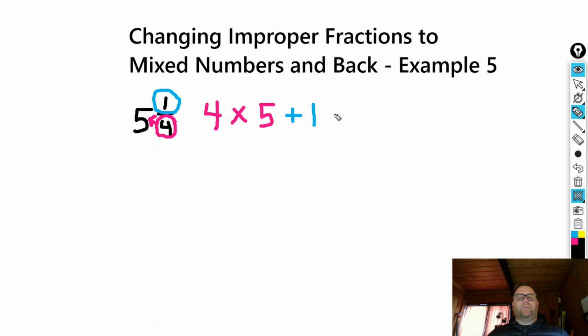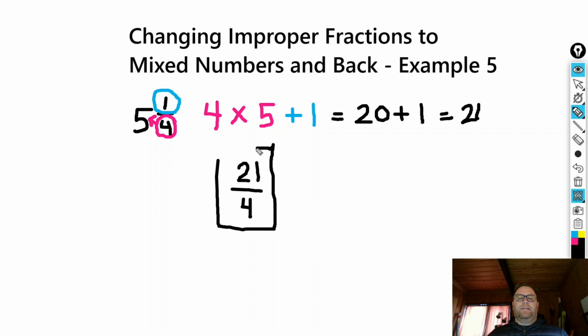Okay, so when we do that, we do the multiplication first. So we do 4 times 5 is 20, plus 1. 20 plus 1 will give me 21. That'll be my numerator. And the denominator is going to stay the same as the denominator in the fraction part of the mixed number. So our solution there is going to be 21 over 4. And that's it for this example.